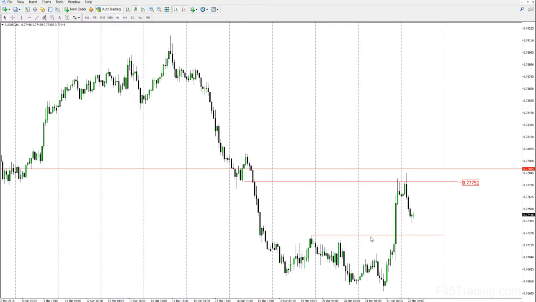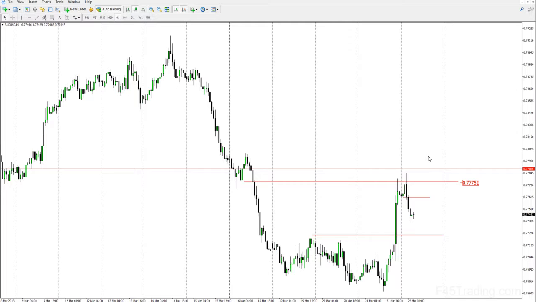If it doesn't have the willingness and weakness to get down to there, then this could have been the low. We could see price start to trade higher. Now, if price does break this here, then it will power up and go higher.